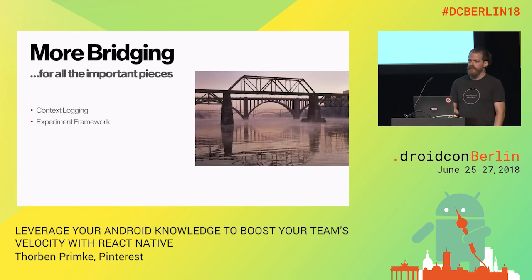So I talked a lot about the bridging, and this is something that you probably come across a lot when integrating React Native into a brownfield app, because you want to bring over those existing frameworks. Two of them are that we also bridge context logging and the experiment framework over from the native side to the React Native side, because there's really no need to re-implement them. There's probably only a few methods for each of them that you want to expose. And the real advantage is that when any of these frameworks on the native side get improved, you then get these improvements for free, rather than ending up with the fragmentation between native and React Native or JavaScript implementations in these frameworks, the same fragmentation that we're trying to solve between iOS and Android from a UI standpoint.